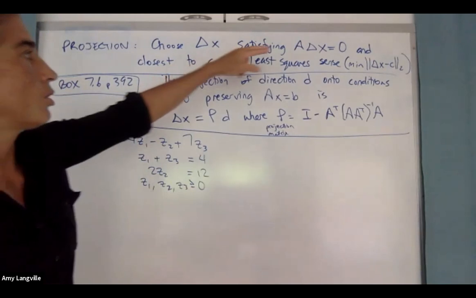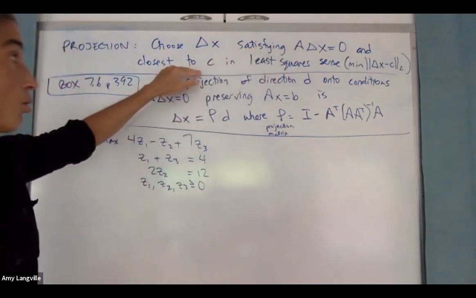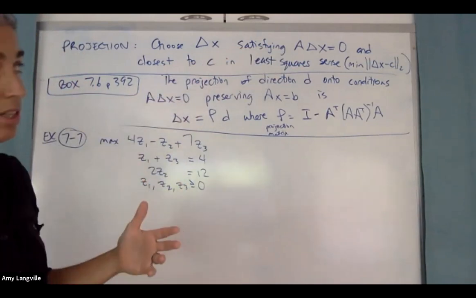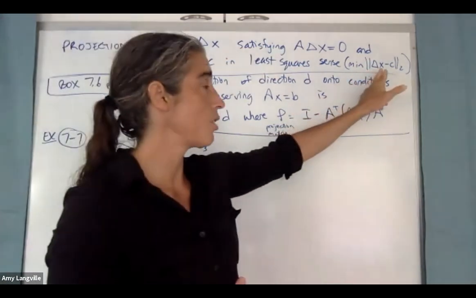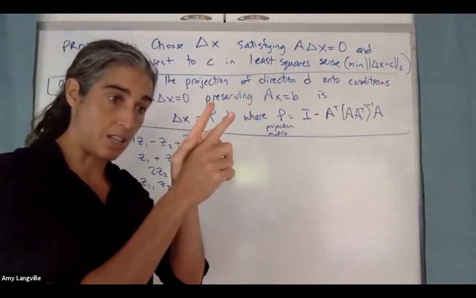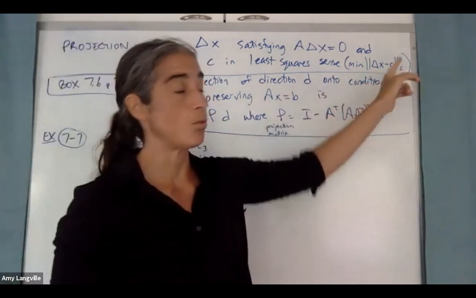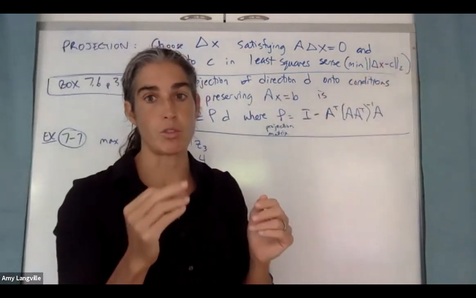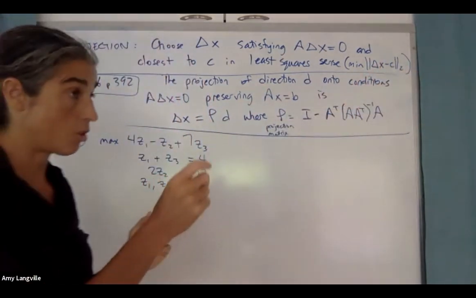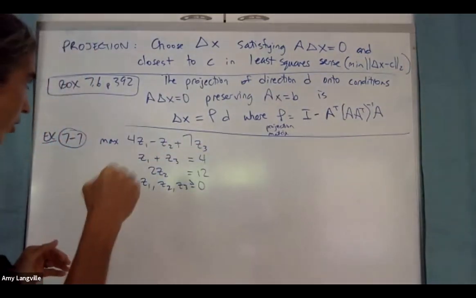And so we want to satisfy two things, that your A delta X equals 0 and you're closest to C in the least squares sense, which really just means you're minimizing the difference between the optimal C vector and the delta X vector you're choosing. So the difference of those makes a vector, and you take the sum of the squared components, the square root of the sum of the squares.